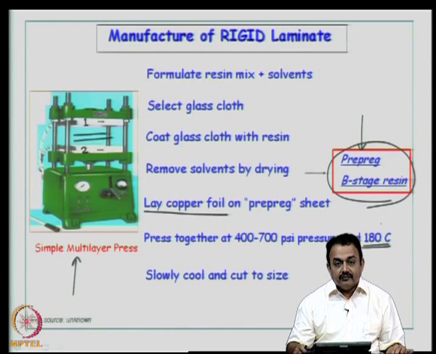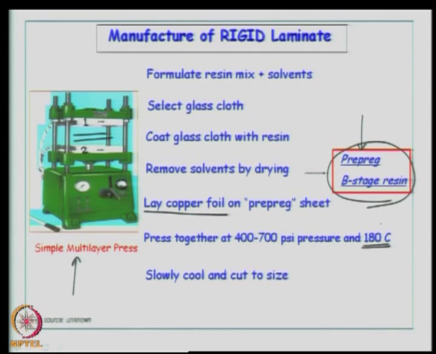So, what we have seen is the manufacture of a substrate like a rigid laminate that is used for PCB applications. We will continue with more information in the next hour.